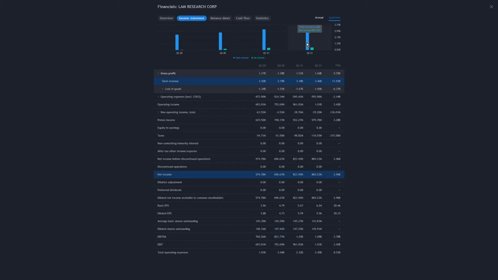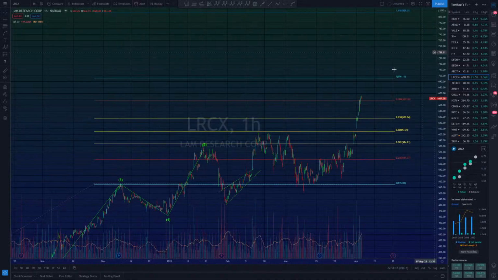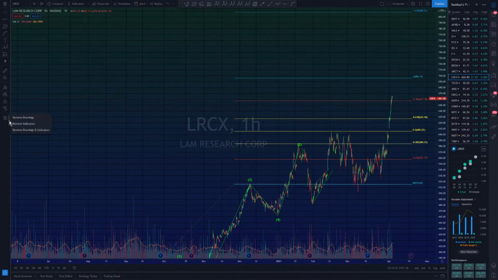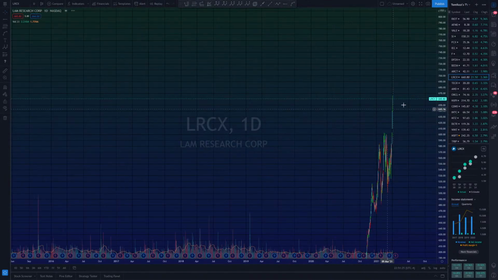It's a little overvalued, but I don't know. There are cases that can be made for both sides. The thing is, revenue's been skyrocketing, and if that continues, let's look at this. Let's get rid of everything, remove drawings, and go on the daily.